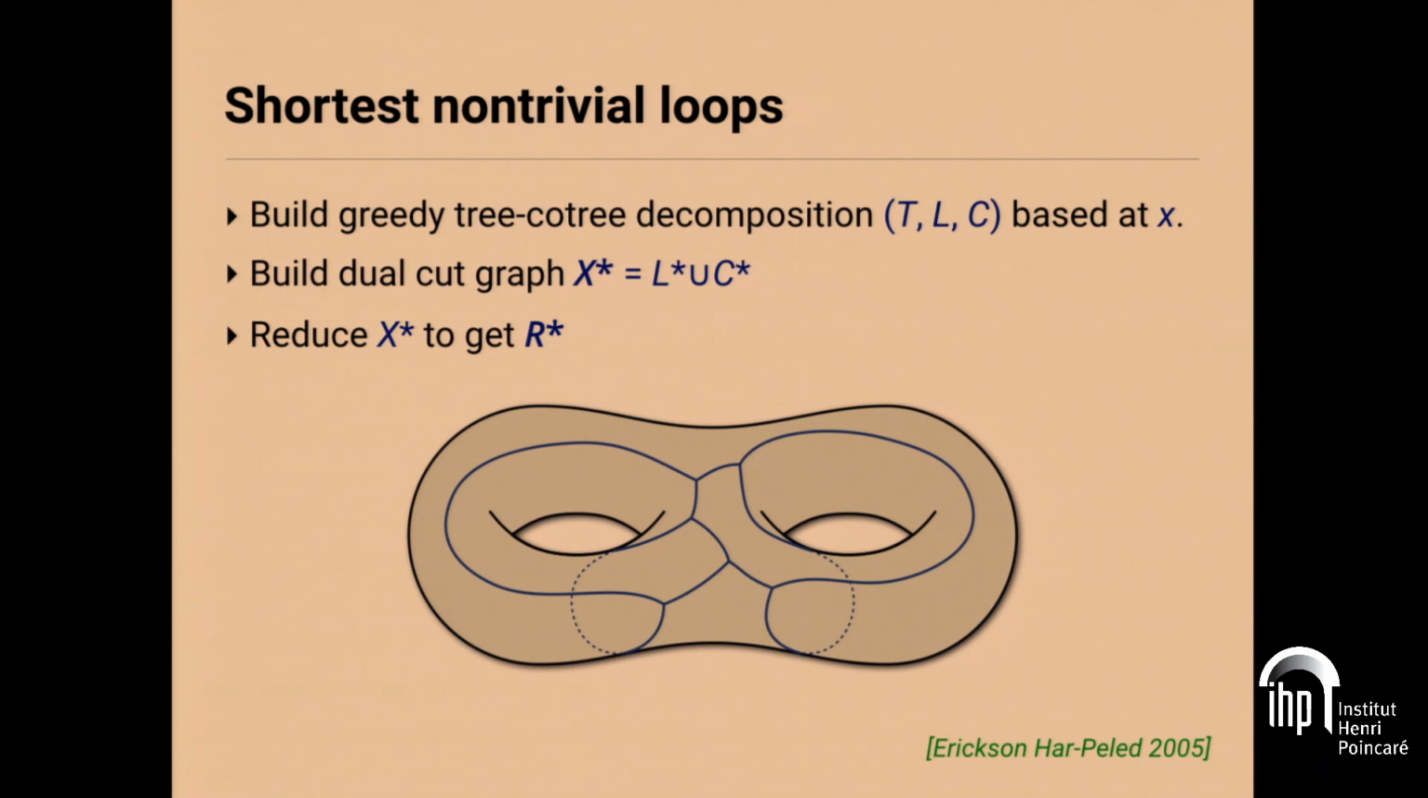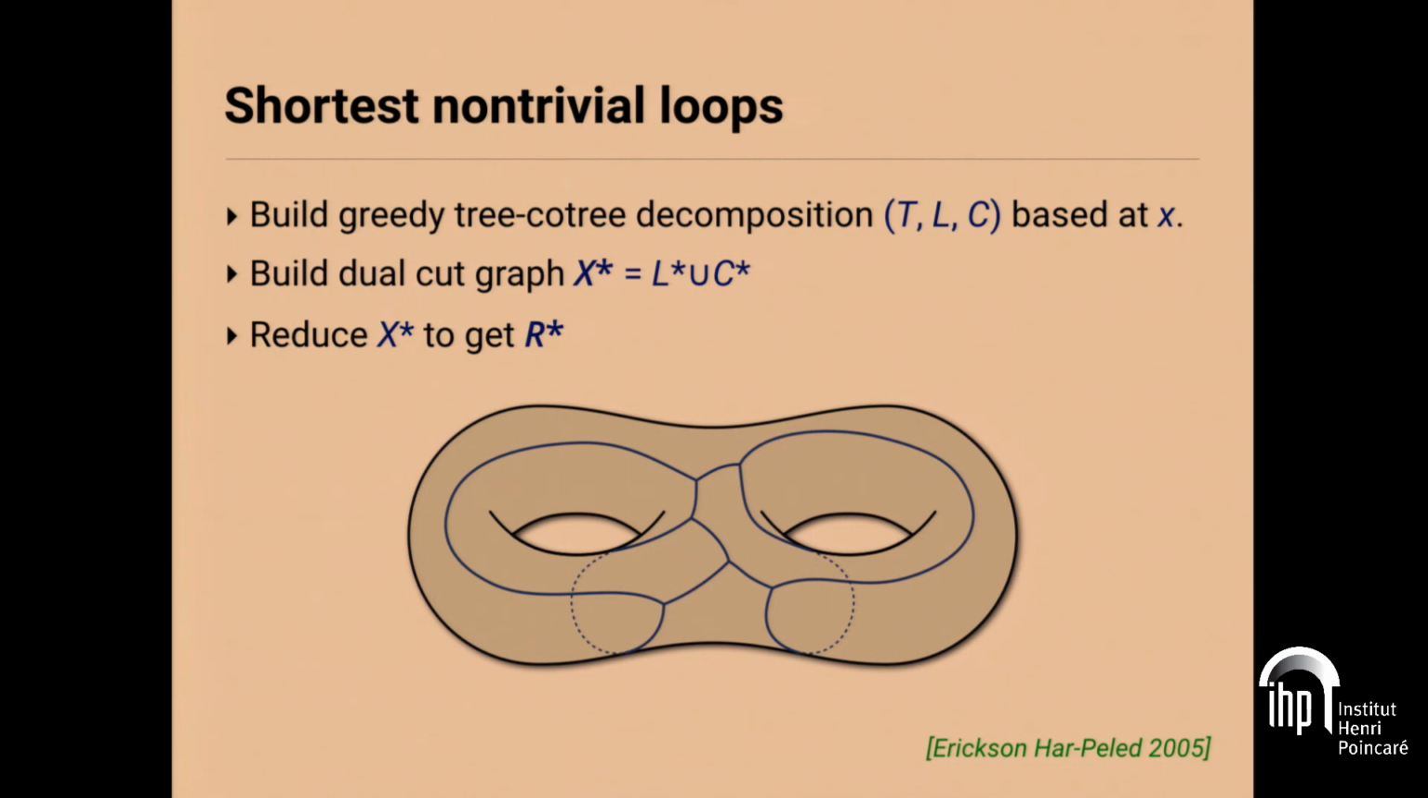I start by building the greedy cotree decomposition because I know the three-path condition tells me shortest paths are going to be interesting, so let me build the shortest path tree, and then the maximum spanning tree turns out to be the appropriate dual structure. Then I use that tree-cotree decomposition to build a cut graph in the dual, and then I shave the dual cut graph to get a picture that looks like this.